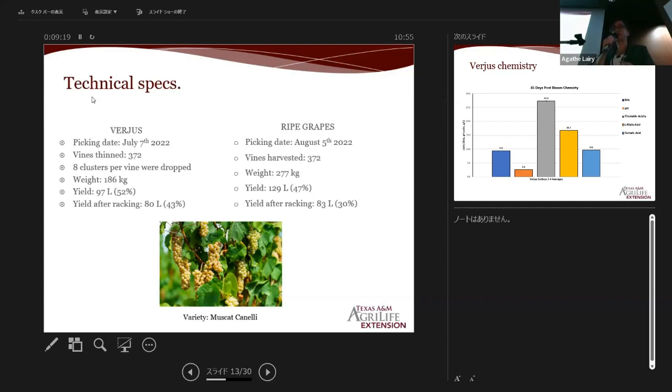As compared to the ripe grapes, which were picked on August 5th, 2022, and harvested from the same number of vines, for a total weight of 277 kilograms with a yield of 129 liters pre-racking and 83 liters post-racking. And the variety that we used was Muscat Canelli, so like white grapes.